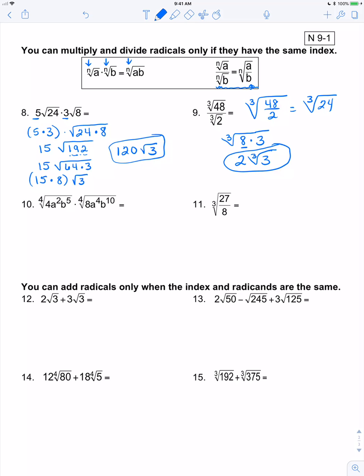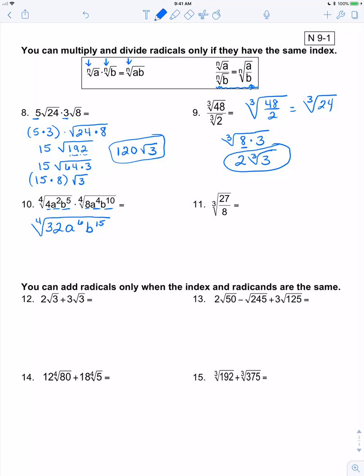All right, so let's multiply this one. Fourth root, okay, we're going to say 4 times 8 is 32. A squared times a to the 4th. Remember, we add those exponents, so that's a to the 6th. And then b to the 5th times b to the 10th. Add those exponents, that's b to the 15th.